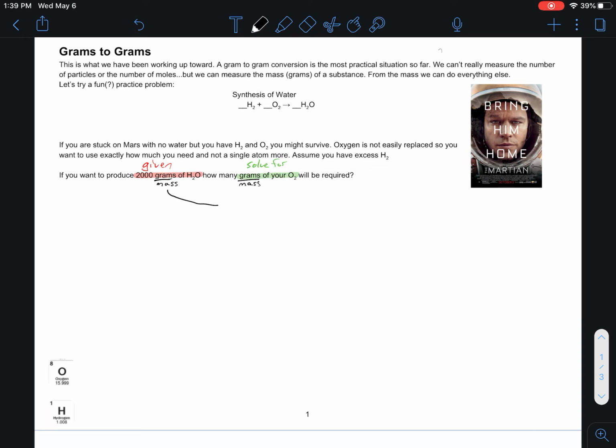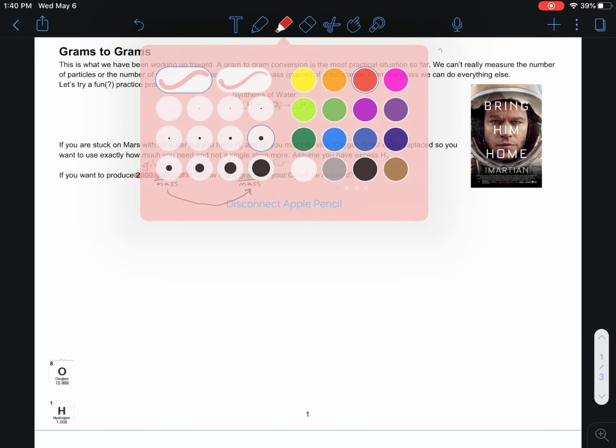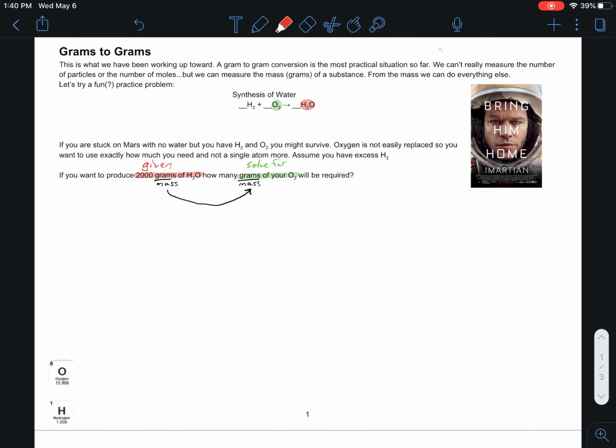To get from mass of one molecule to another molecule, first off, they have to be in the same chemical equation. O2, that's right here. H2O, that's right here. Good. First thing met. Next, we will need 3 different conversion factors.